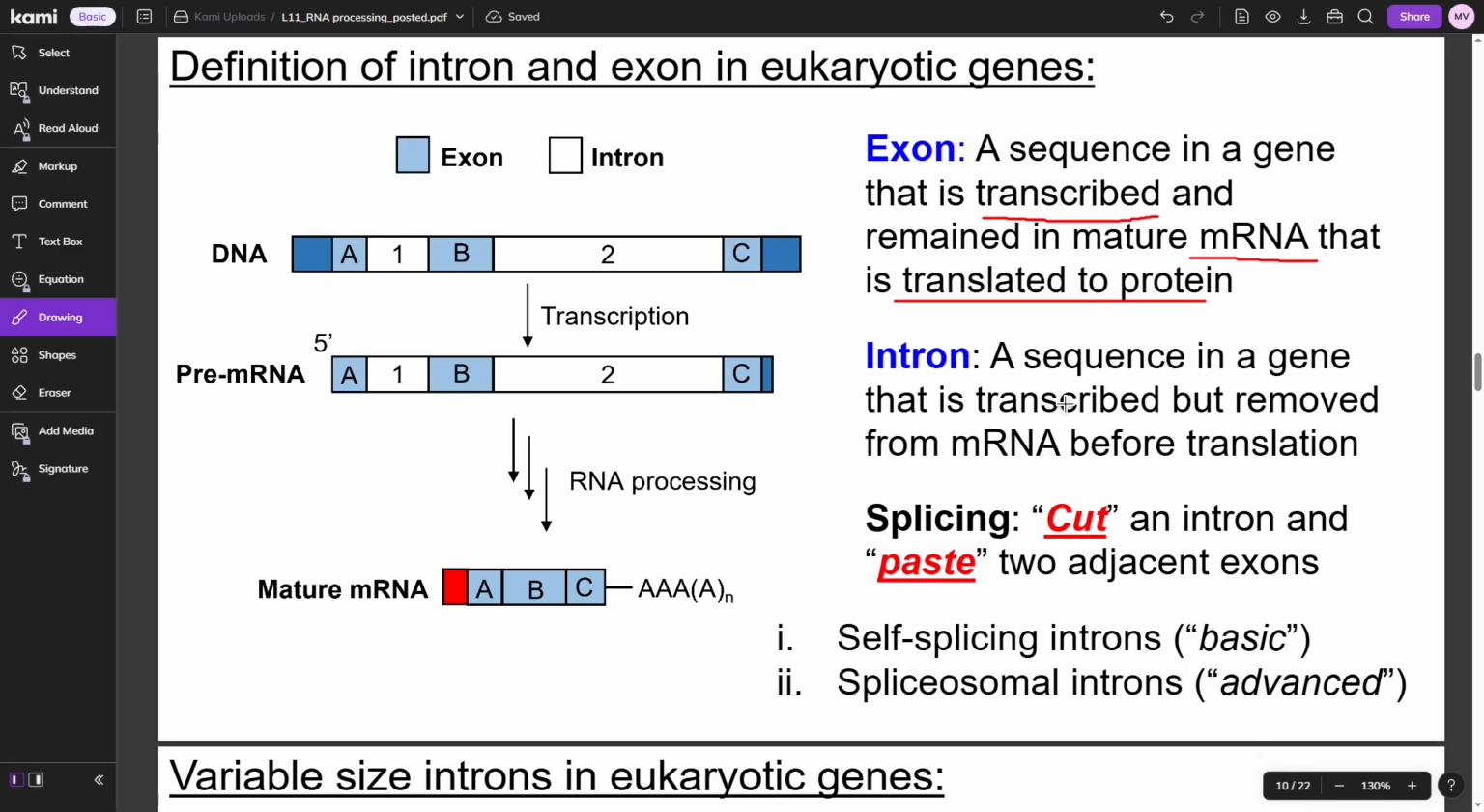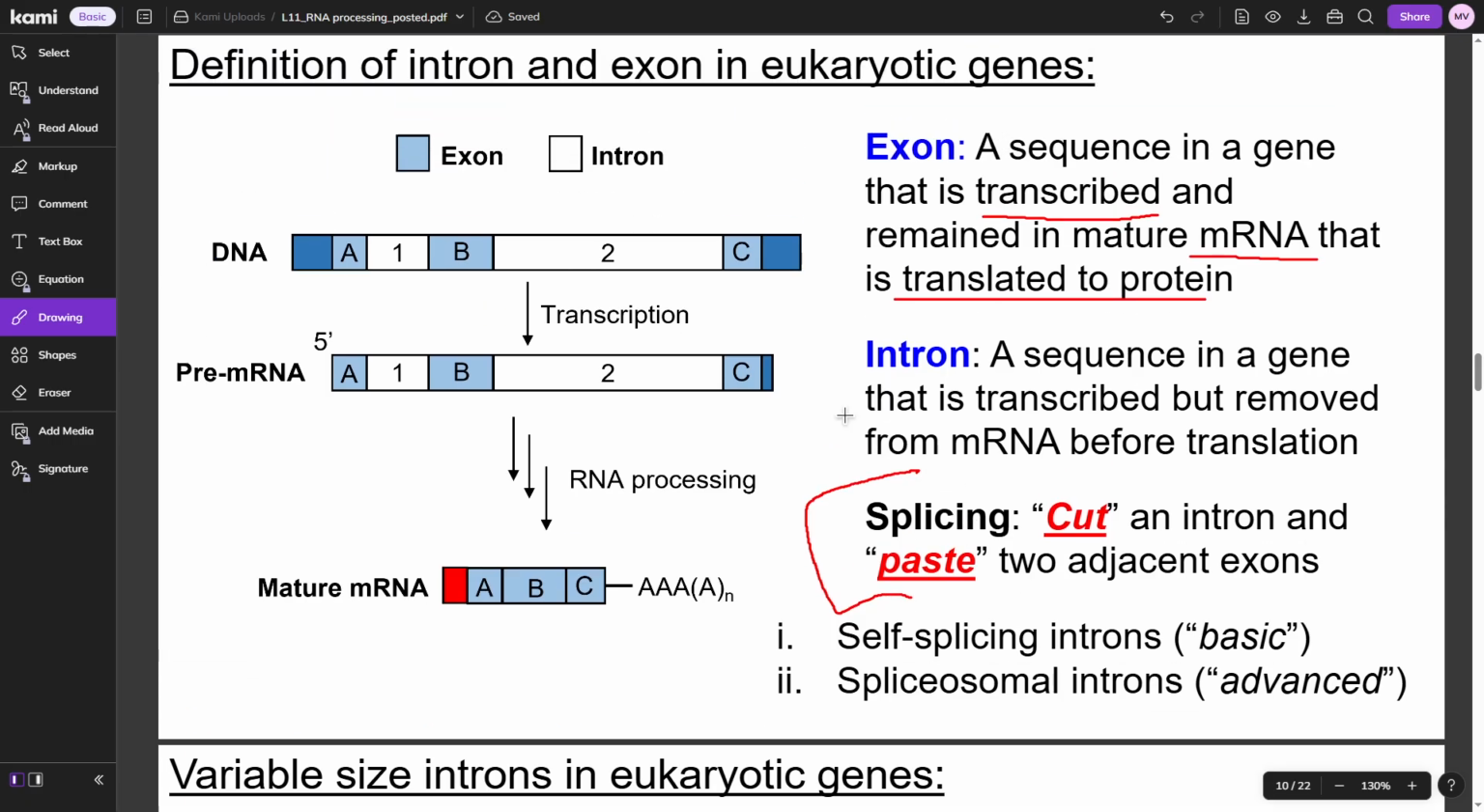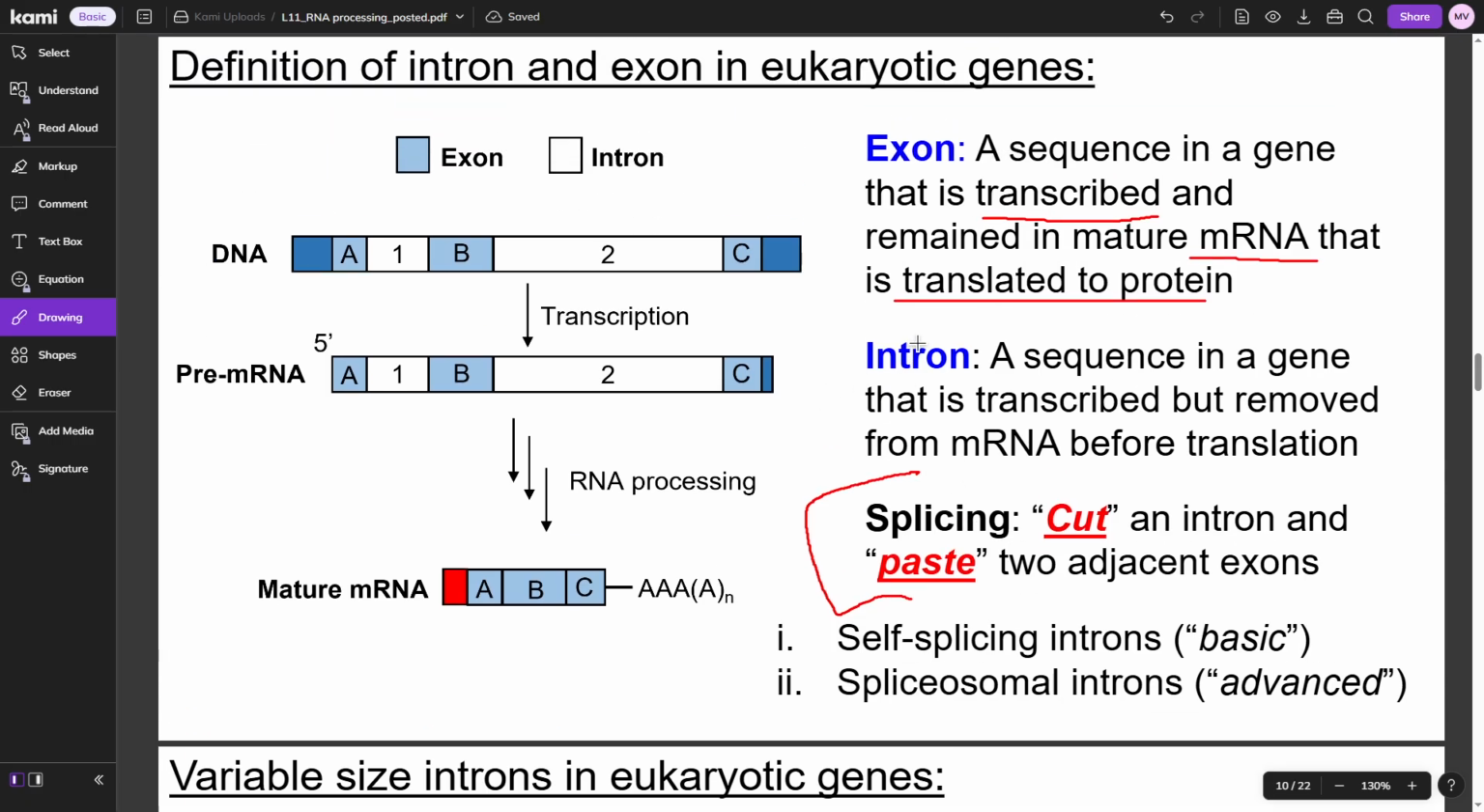But it ends up being removed before translation happens, because if you don't remove them, you end up with a messed up protein, basically. And splicing is the process of removing the introns and connecting exons. So you can imagine, if exons code for proteins and introns code for nothing, you could mix and match different combinations of exons.